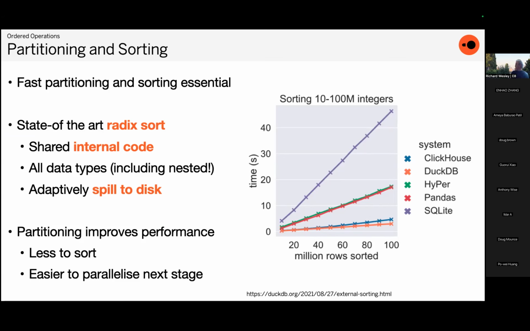And this is a chart. This is a couple of years old from when he first did it, but you can sort of see that we're squeaking ahead of some of these tools, especially ClickHouse.